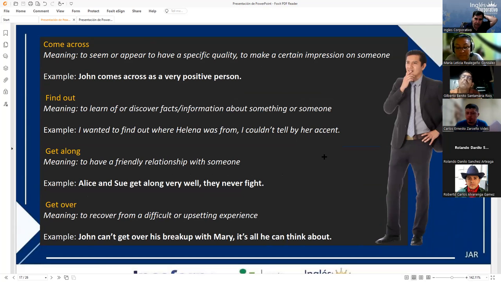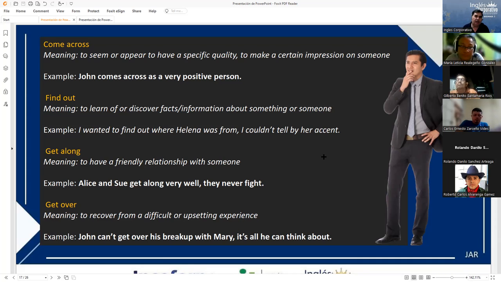Come across, to seem or appear to have a specific quality, right? To make a certain impression on someone, come across. Come across is also find. You are looking for something and suddenly you come across an interesting piece of data, or you come across a picture, come across a notebook.